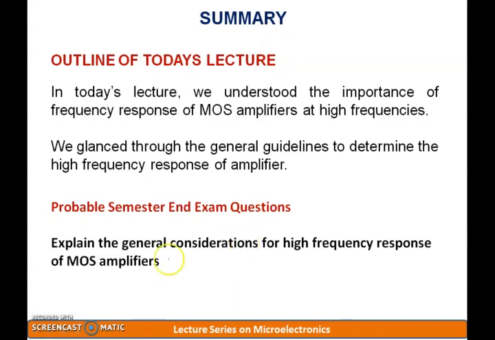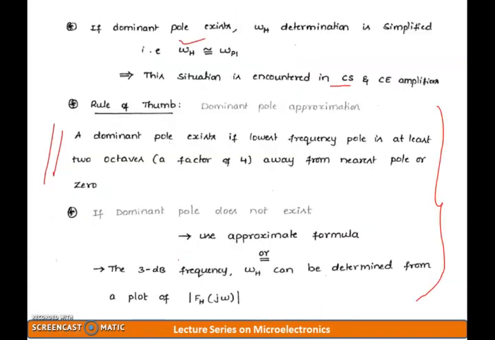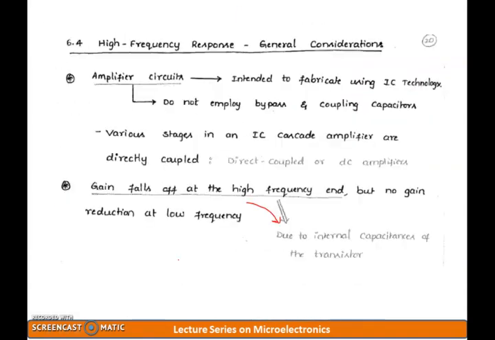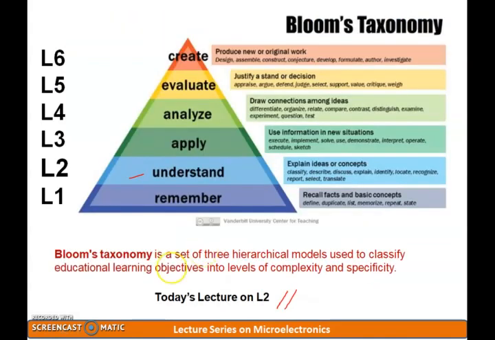Hence, in today's lecture, we did all that exercise. And the probable semester end question that could be asked in the exam could be: explain the general consideration for high frequency response of the MOS amplifiers. That could be a straightforward question. In the very beginning of the lecture, we said that this falls under level 2, that is understanding the concept. We mentioned that this entire exercise is to understand how to cater to the need of the amplifier configuration in terms of its frequency response.